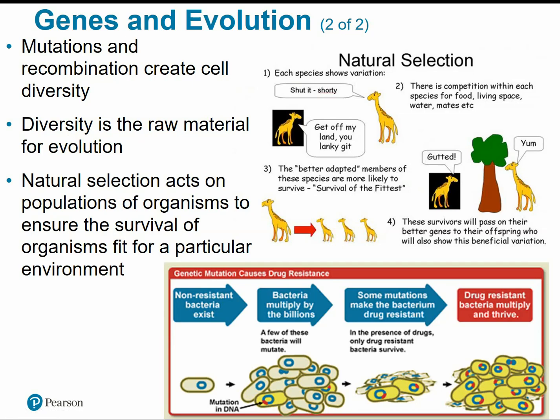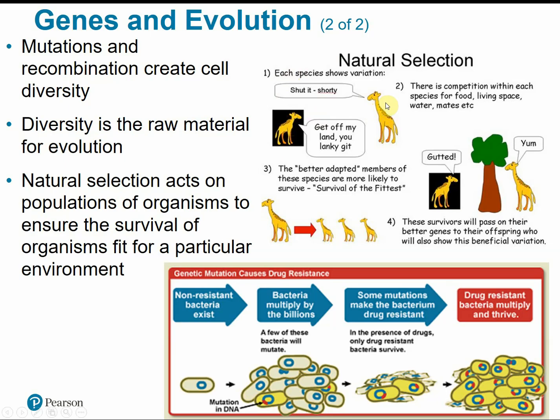Natural selection acts on populations of organisms to ensure their survival and fit for a particular environment. So, a classic example of natural selection is the long-necked giraffe. How did giraffes' necks become so long? Basic principles of natural selection state that each species shows variation. So there are some differences within a population. Everybody has their own traits. So we have some shorter neck giraffes and some long neck giraffes.